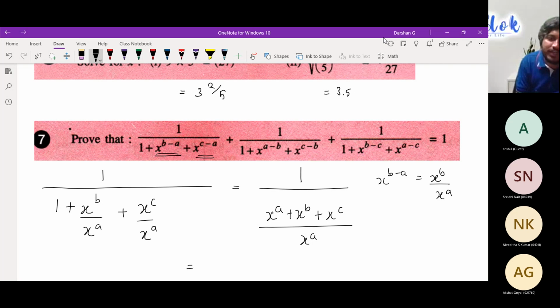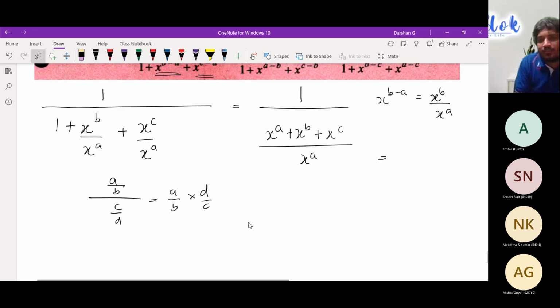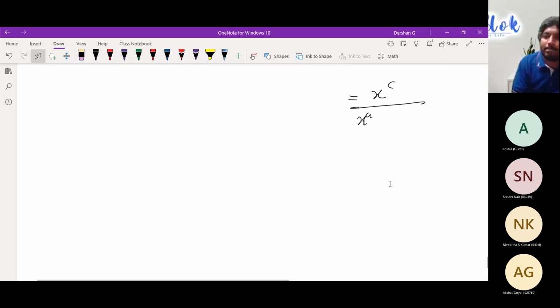When I take a reciprocal, we have studied it, right? a by b whole divided by c by d, what's the answer? a by b into d by c. So the first part of the equation is x to the power of a divided by x to the power of a plus x to the power of b plus x to the power of c. Similarly, the second part would be x to the power of b divided by x to the power of a plus x to the power of b plus x to the power of c. The third part would be x to the power of c divided by x to the power of a plus x to the power of b plus x to the power of c.